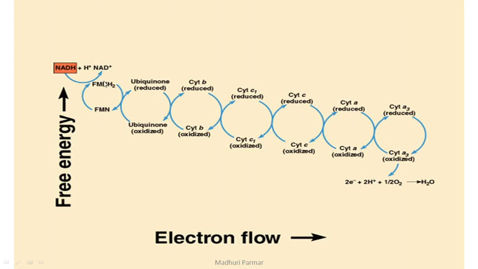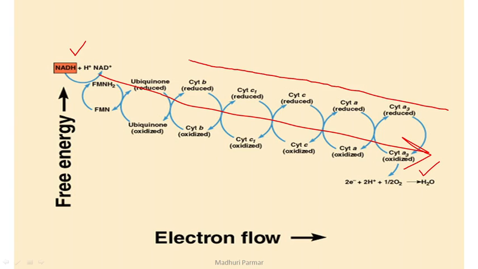Clear? So you can see there is some reduction in the energy, like this. This makes sure that electrons are passed in only one direction, from NADH to oxygen. It cannot go in this direction. From oxygen you can never take electrons and give them to NADH. It will only flow in this one direction. Clear?